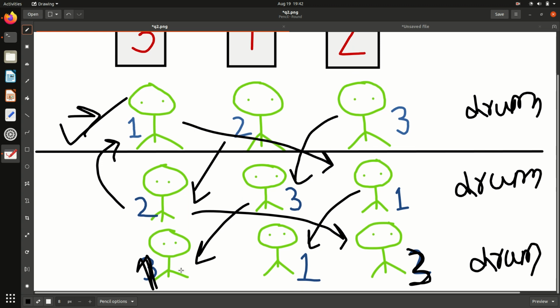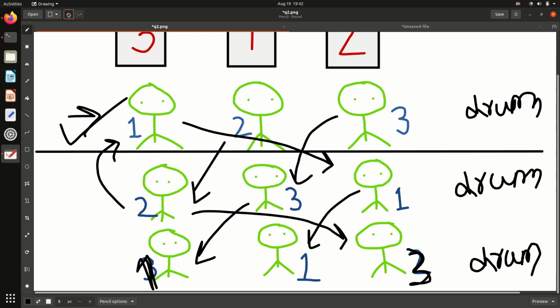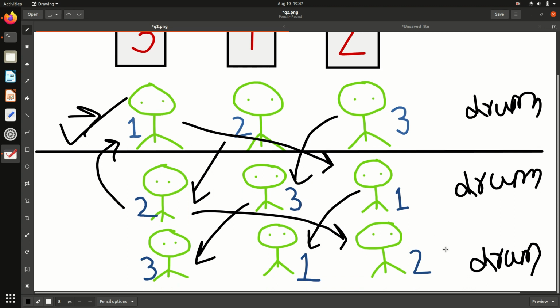Okay, so 1 came here, and where was 2? In the same diagram it will not be good, so let us make a new one. Where will 3 come? 3 will come to the third position, so 3 will be here. And where will 1 go? 1 will go to the first position, so 1 came here.